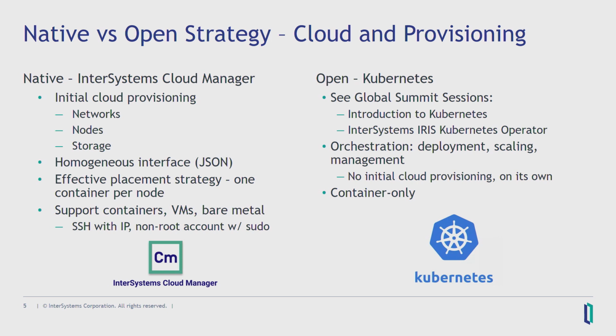It's an effective placement strategy of placing containers. It's one container per node, because typically with a database application, you want like 95% CPU utilization of a node. So rather than putting multiple containers on a particular node, it's one container per node typically. We support containers, VMs, and bare metal. Anything you can SSH to an IP with a non-root account with sudo, then you're able to provision the environment using ICM.